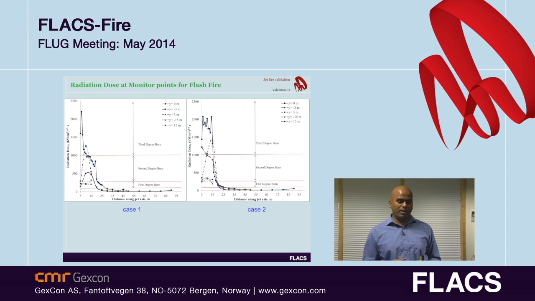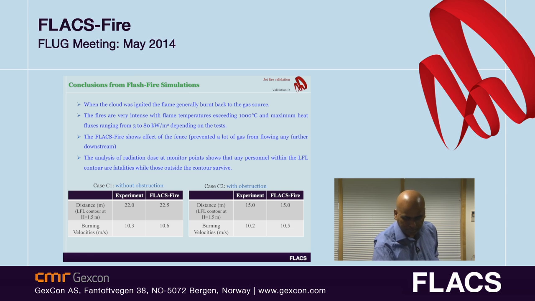We differentiated the region of first degree, second degree, and third degree burn zones. This can be used to map the zones where it's safe or where it's not safe. Here FLACS-Fire captures the ignition and the flame propagation back to the gas source, and also the fire is very intense with the flame temperature exceeding about 1000 degrees centigrade, where the maximum flux ranges from 3 to 80 kilowatt per meter square depending on the test.